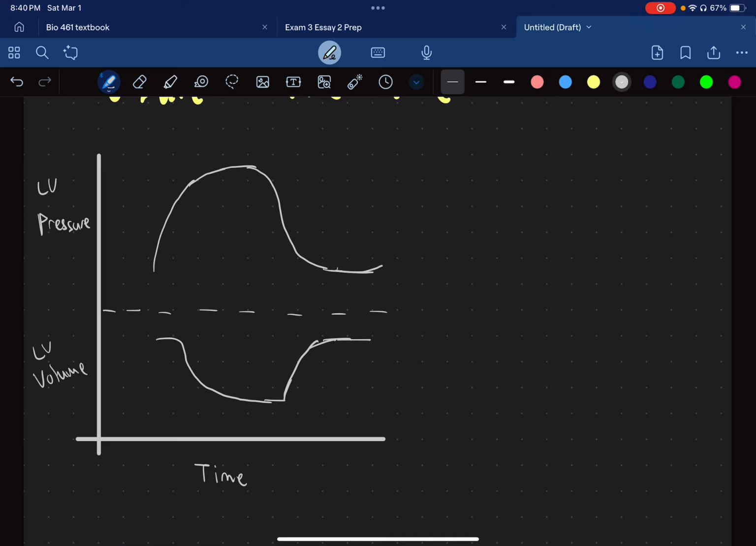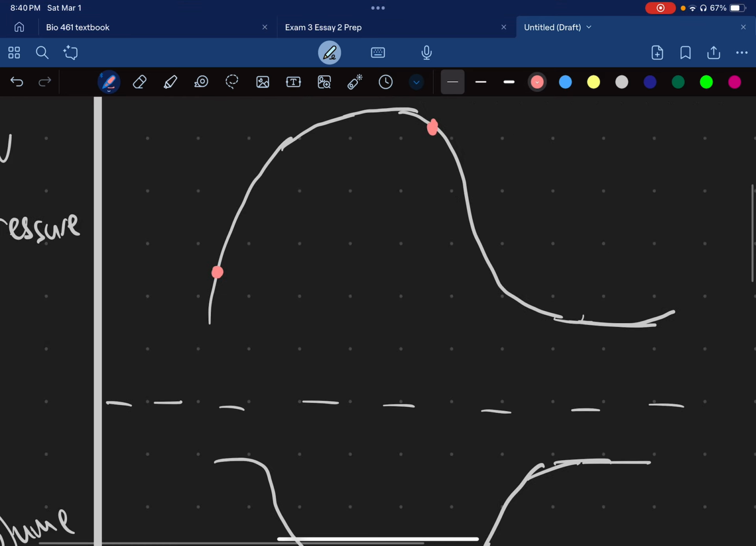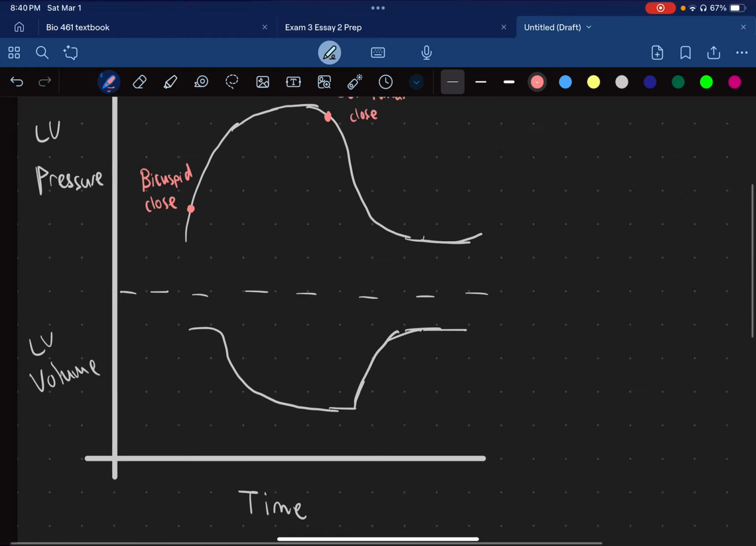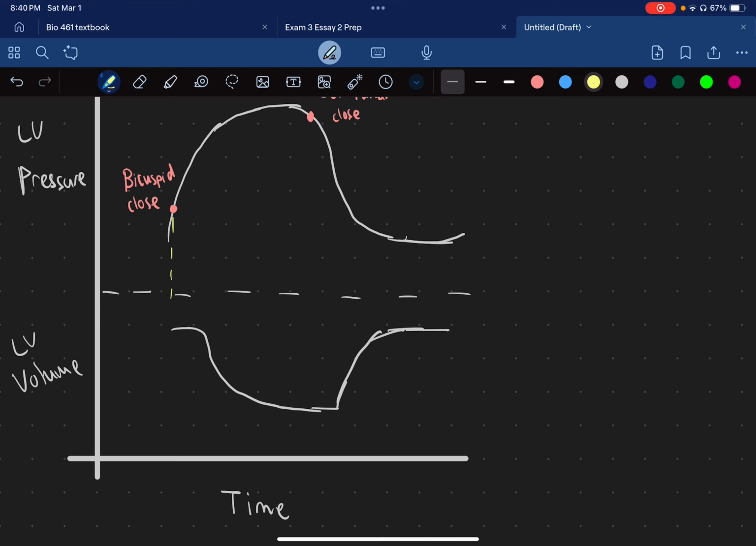Okay, so first of all, let's mark some landmarks here. So this point right here, in red, I'm going to be using to show when a valve closes. So here we have our bicuspid closing. And here we're going to have our semilunar closing. If we draw some dotted lines, then it's easier to see where this is happening.